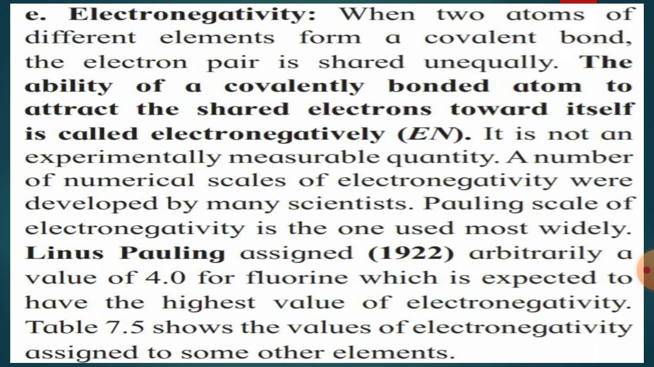So what is electronegativity? The ability of a covalently bonded atom to attract the shared electron towards itself. It is not an experimentally measured quantity. A number of numerical scales of electronegativity were developed by many scientists. Pauling's scale of electronegativity is the one used most widely. Linus Pauling assigned in the year 1922 a value of 4.0 to fluorine, which is expected to have the highest value of electronegativity. In this, we are going to study table 7.5, which shows the values of electronegativity assigned to some other elements.